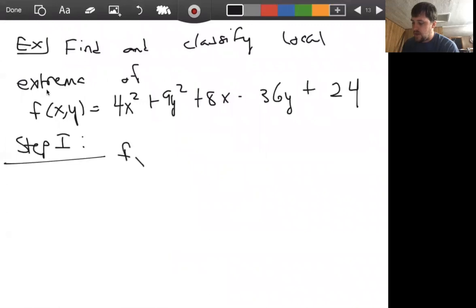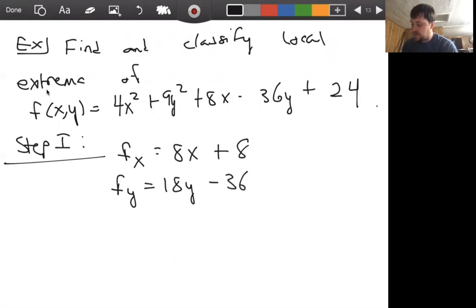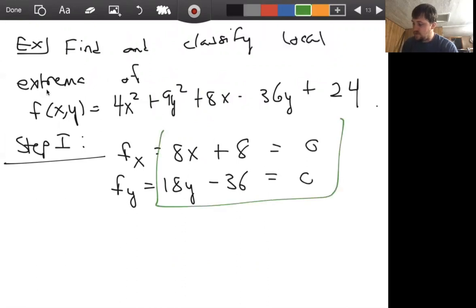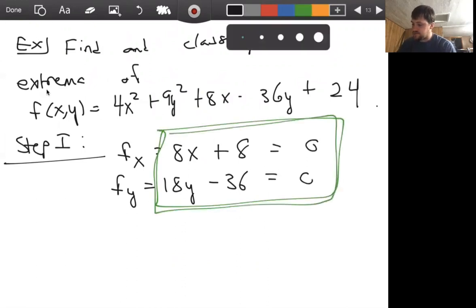And so we need to calculate. Notice this is a polynomial, so there's no values we can plug in that will give something undefined. So f sub x is 8x plus 8, and then f sub y is 18y minus 36. We set these equal to 0, and we solve this system right here. Well, thankfully, this is a very easy system to solve. And also, quickly checking (0, 0): if I plug in the point (0, 0), that's not a solution, so we're fine. But we always want to check the origin.